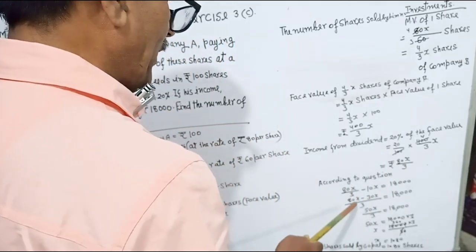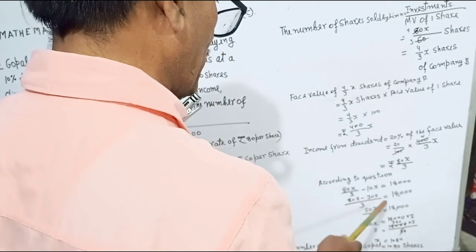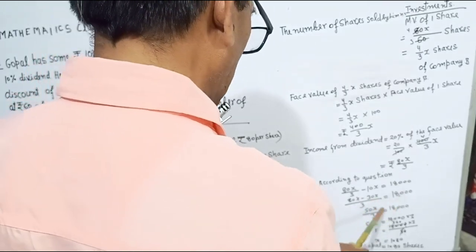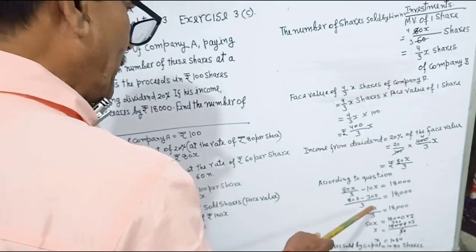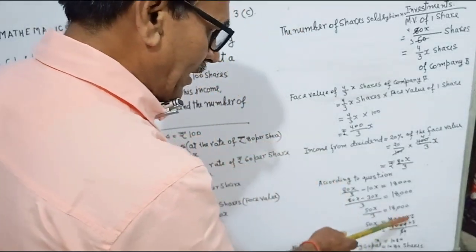According to the question, 80X by 3 minus 10X is equal to 18,000. So 80X minus 30X, over 3, is equal to 18,000. 50X by 3 is equal to 18,000, and 50X is equal to 54,000.